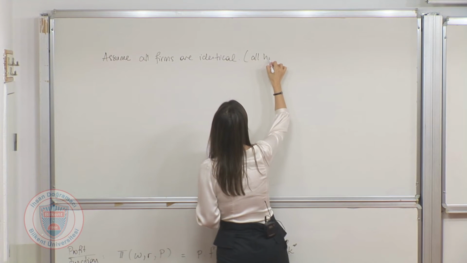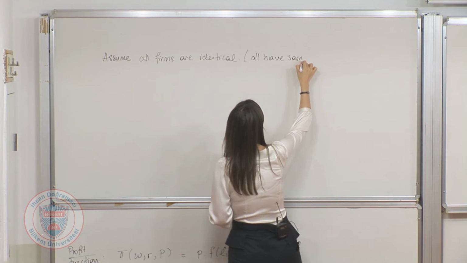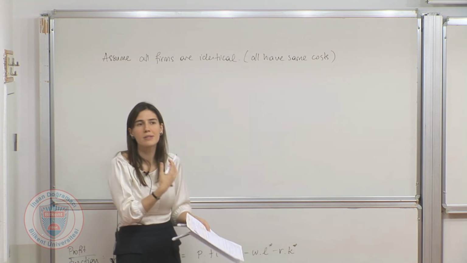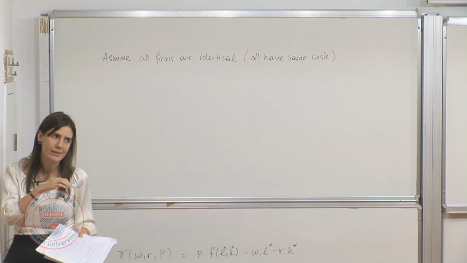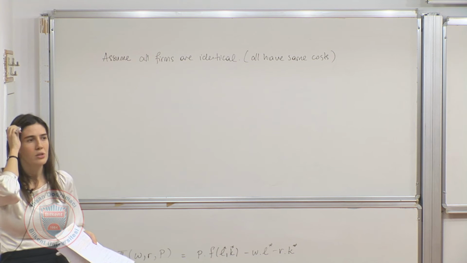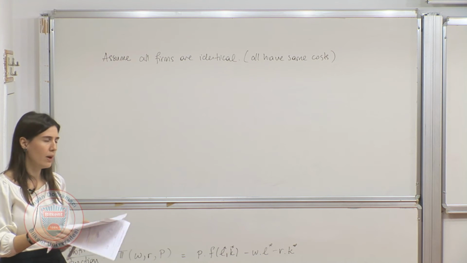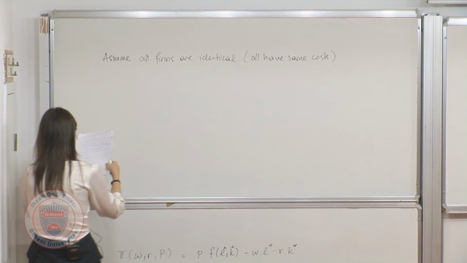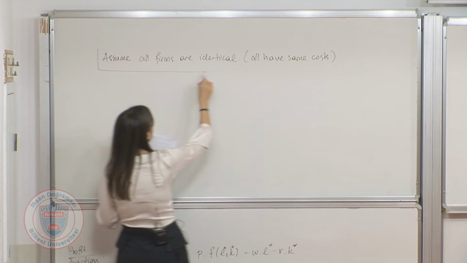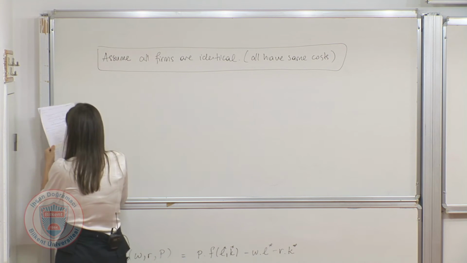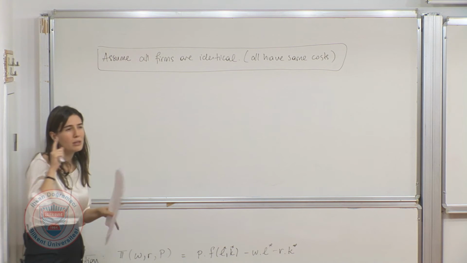All have the same costs. And remember, your supply function, for instance, in the short run, is basically your marginal cost. So therefore, they're all going to have the same supply curve, okay? So this is an assumption, so we assume this, okay?